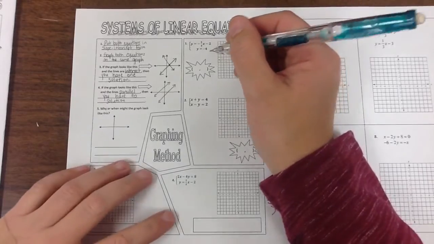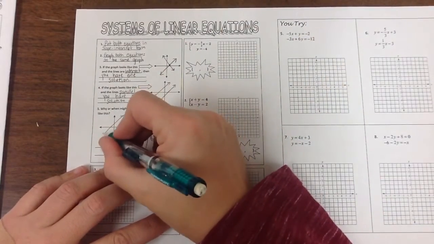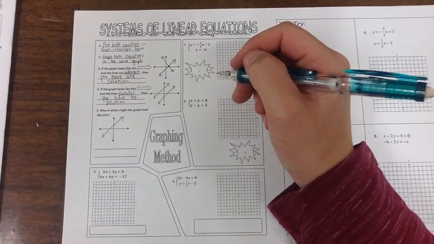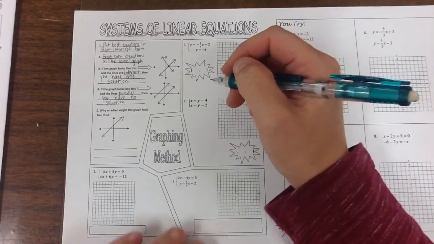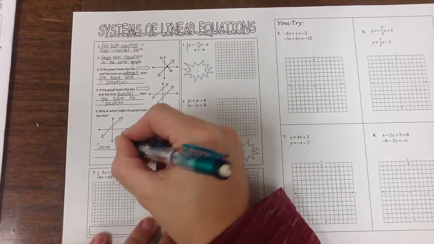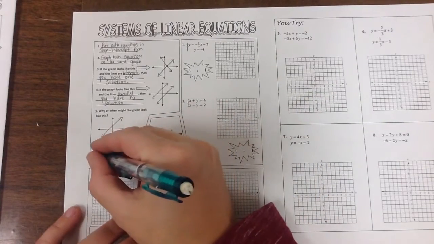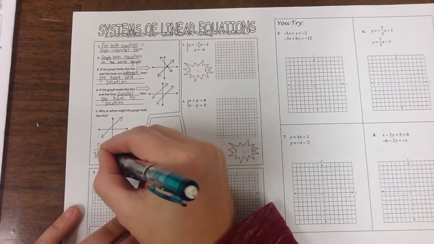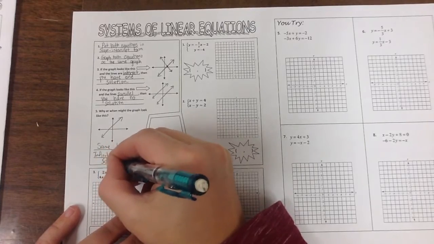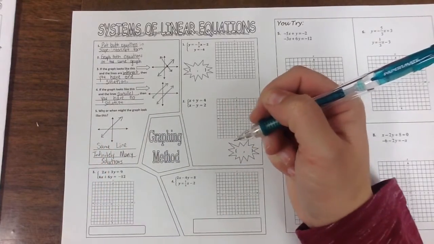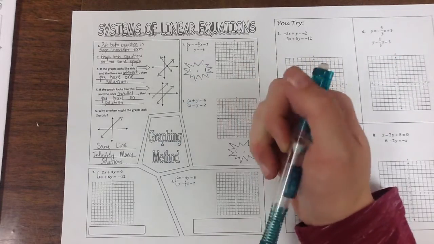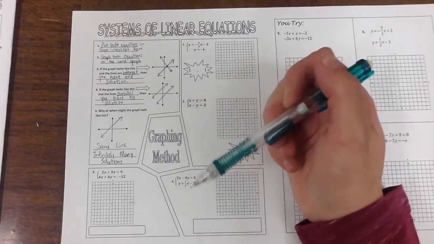And then it says when or why might the graph look like this? So when you graph it, it looks like it's just a single line. All right, that means that the two equations you have are the same line. And if they are the same line, then we say we have infinitely many solutions. So those are our three possibilities: intersecting, parallel, or the same line. One solution, no solution, infinitely many.